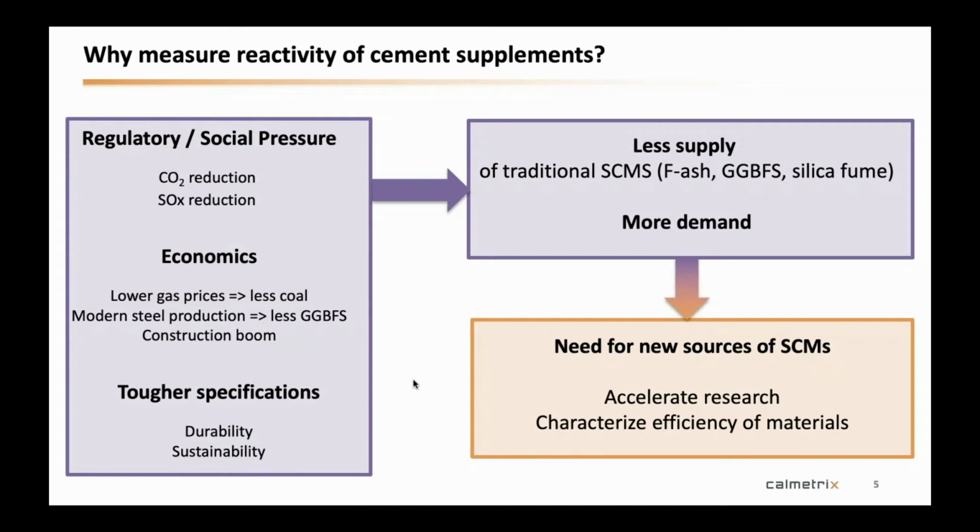And along came the construction boom for the last maybe almost decade, tougher specifications. All this makes for less supply and more demand, especially for our traditional SCMs, supplementary cementitious materials like class F ash, granulated blast furnace slag, silica fume. There's a shortage of all that. At the same time, there's more demand. So a lot of you present today, I know, work on accelerating the research to fulfill the need for new sources of SCMs.